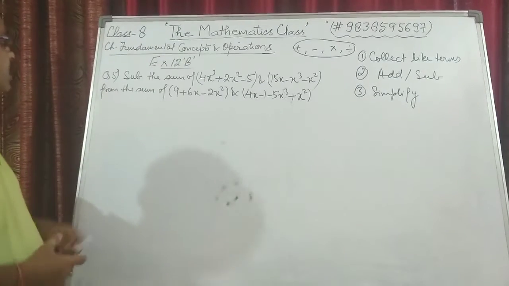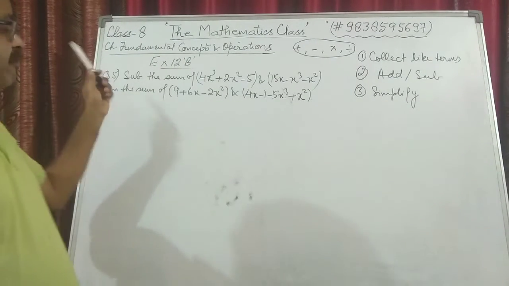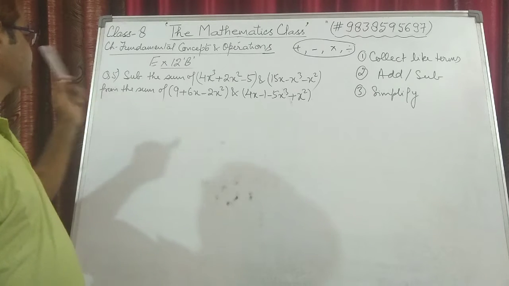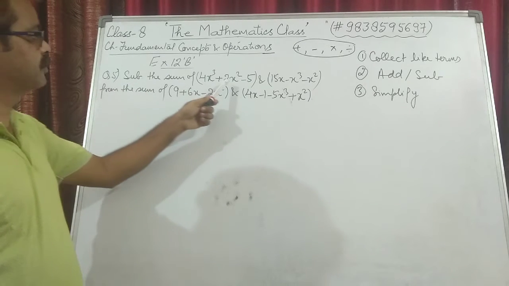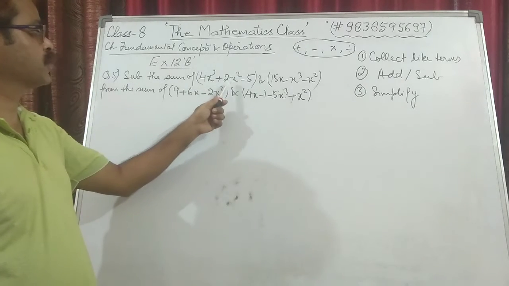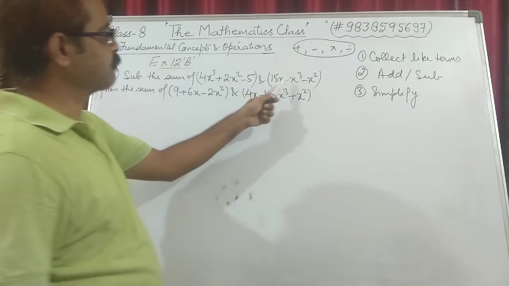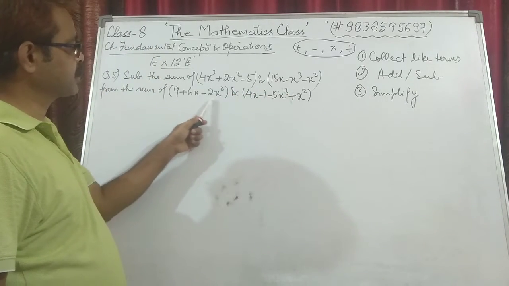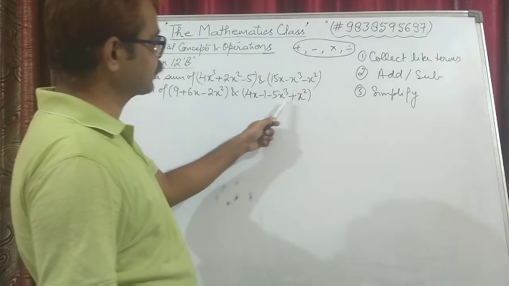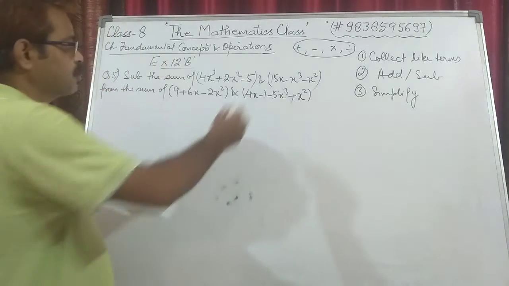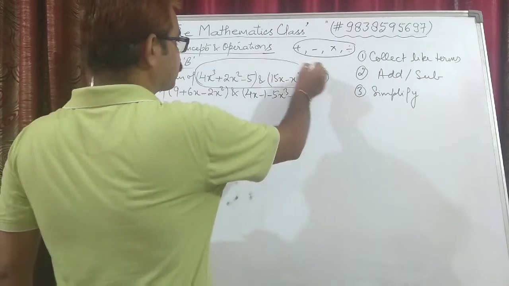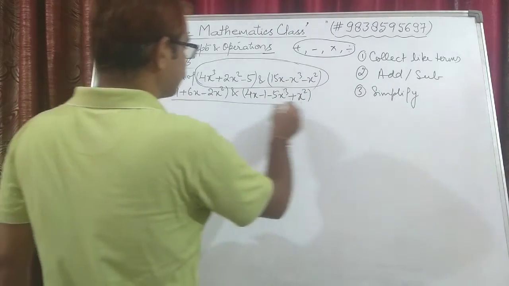Now question number 5 we have taken. Question number 4 you all will do in your practice notebook. Now question number 5: subtract the sum of 4x cube plus 2x square minus 5 and 15x minus x cube minus x square, from the sum of 9 plus 6x minus 2x square and 4x minus 1 minus 5x cube plus x square. It means you have to subtract this total thing from the sum of this.